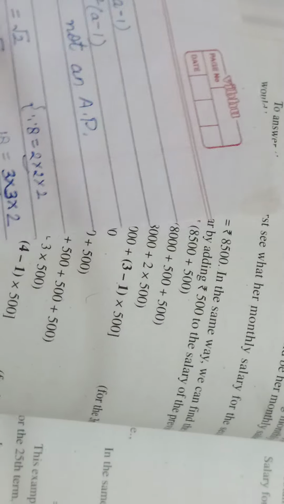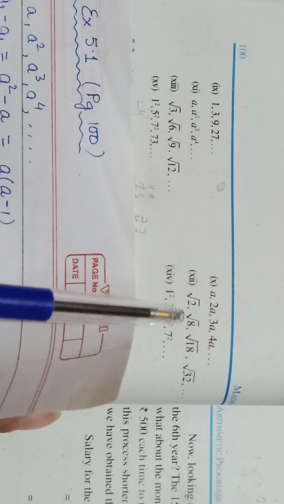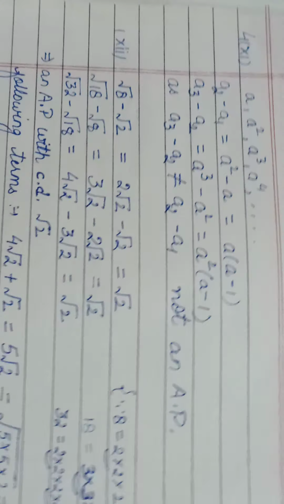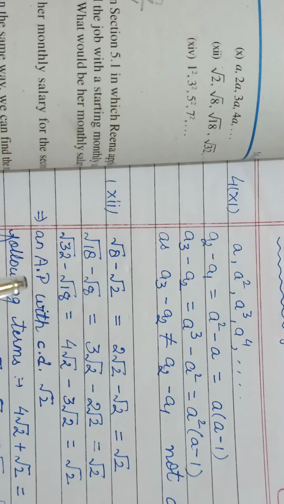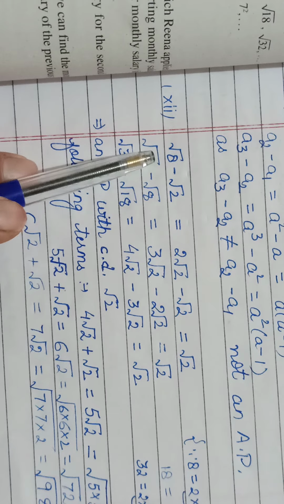So difficult to fit in this sequence now. Next, root 2, root 8, root 18, root 32. For this one, root 8 minus root 2, second term minus first term. So when these are root questions, children, you will have to simplify them.